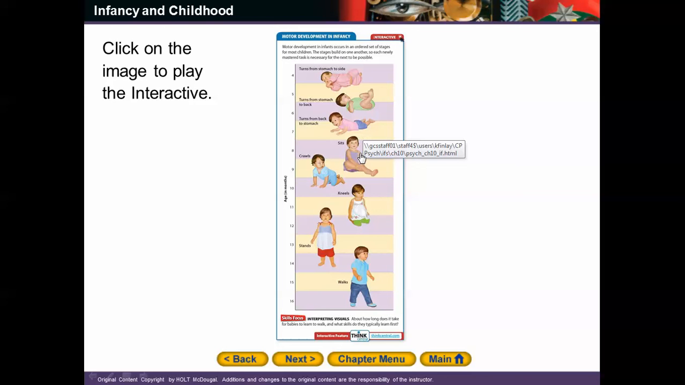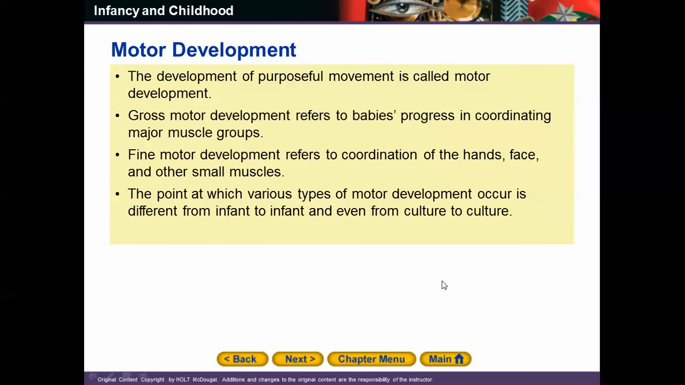And then they can sit up on their own, and after that they'll go to crawling, and then kneeling, and then plain standing before they jump to walking. And when we talk about motor development, we're talking about the development of purposeful movement. Gross motor development refers to a baby's progress in coordinating major muscle groups, like walking. That's gross motor development.